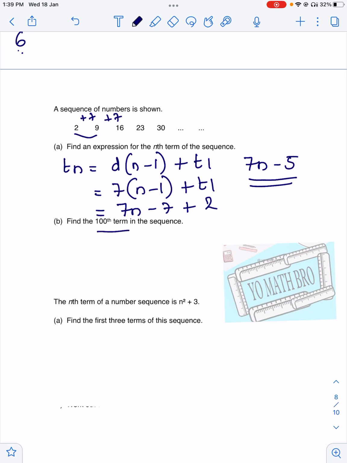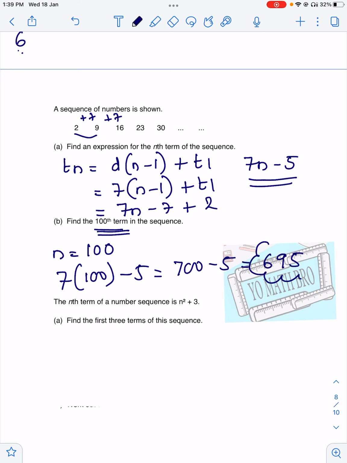I want to find the 100th term. Remember, for the 100th term you will not write 7n minus 5 is equal to 100. 100th term means n is 100. So 700 minus 5, that is equal to 695. My answer is 695. So whenever they use the words find the 100th term, n is 100.